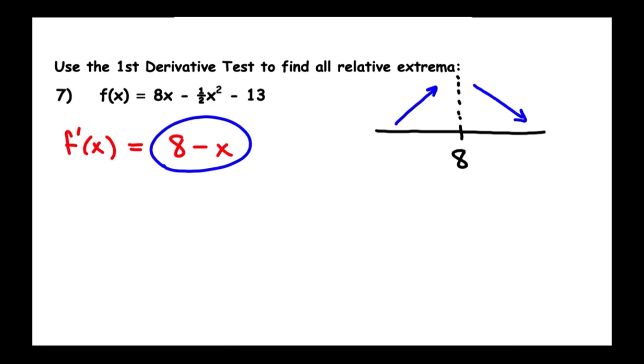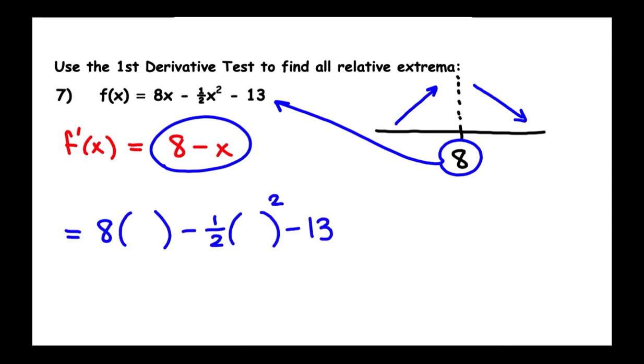Now, because the directions say find the relative extreme values, the 8 is not the max. This is very important. The 8 is the x-coordinate. The 8 is where the max happens. But the maximum value is what you get when you plug 8 into the original equation, which is what I have to do right now. So the 8 goes in, and that's going to give us 64 minus 32 minus the 13 that's at the end. And that gives us 19.